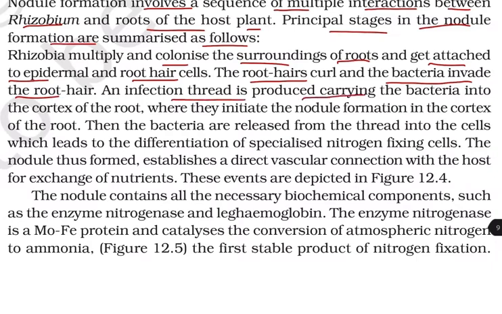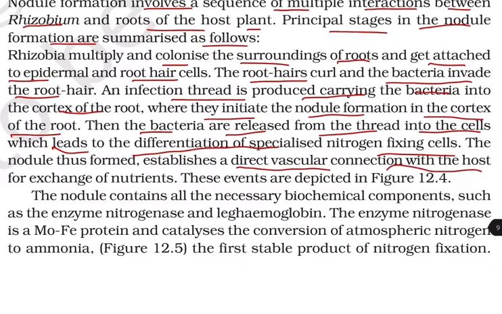An infection thread is produced, carrying the bacterium into the cortex of the root, where they initiate the nodule formation. Then the bacteria are released from the thread into the cells, which leads to the differentiation of specialized nitrogen-fixing cells. The nodule thus formed establishes a direct vascular connection with the host for the exchange of nutrients. These events are depicted in figure 12.1.